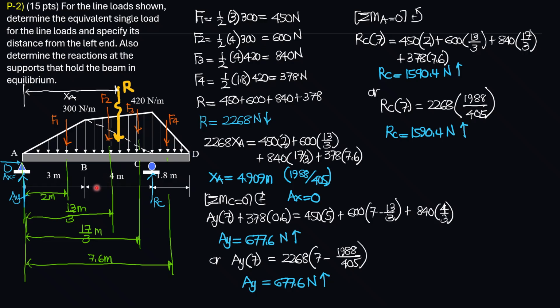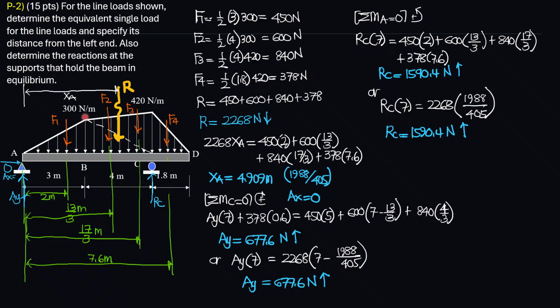So for the distances, because that is 3 meters, 2/3 of 3 is 2, so F1 is 2 meters from A. F2 is 1/3 of 4, 4/3, then from B, 4/3 plus 3, so that's why it's 13 over 3. F3 is 4/3 from C, then 7 minus 4/3, 1/3 of 4 is 4/3, that's 17 over 3. Then lastly, F4, 1.8 divided by 3 is 0.6. From this support, 0.6 plus 7, so that's why you have 7.6 meters here.